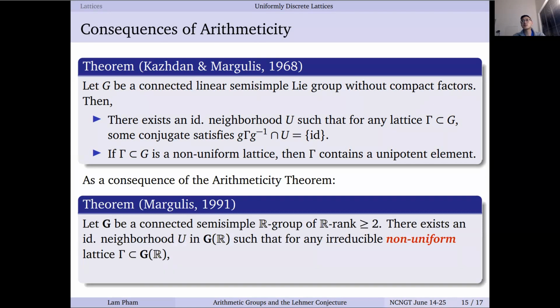The consequence of the arithmeticity theorem, which improves on the statement of Kazhdan and Margulis, is that, of course under the same assumptions as the Margulis arithmeticity theorem, if you take a connected semi-simple real group of rank greater than or equal to 2, in the R-points, you can find an identity neighborhood which has the following property. For any irreducible non-uniform lattice, the intersection only contains unipotent elements. So this is a fairly strong restriction. It means that inside the lattice, the only way to approximate the identity is by unipotent elements in a uniform way.